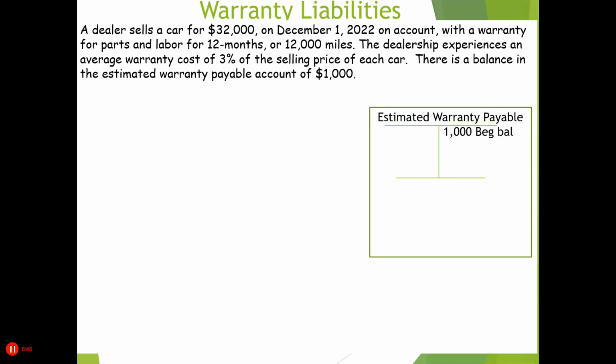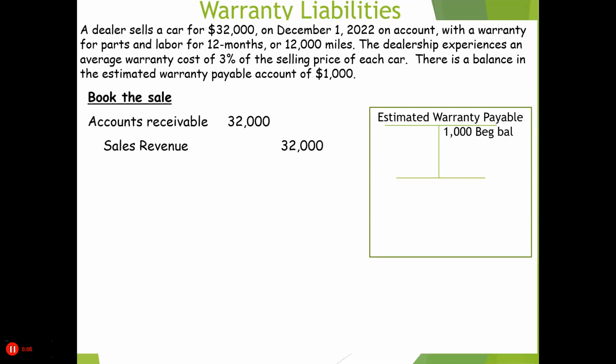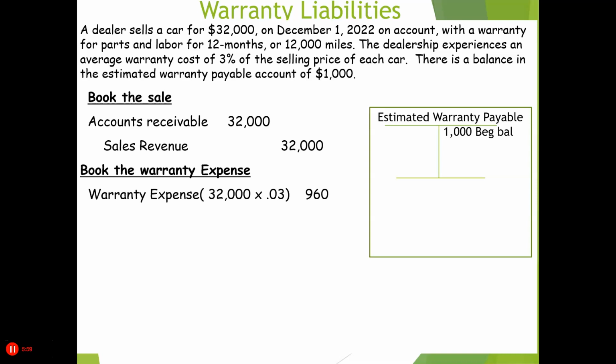Now, if this account had a debit balance, it means you're underestimating how much you're paying out in warranty. So, when we book the sale, we're going to book the accounts receivable, and then we're also going to book the warranty expense based on our estimate.